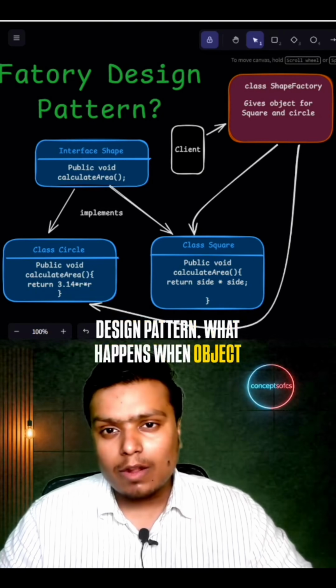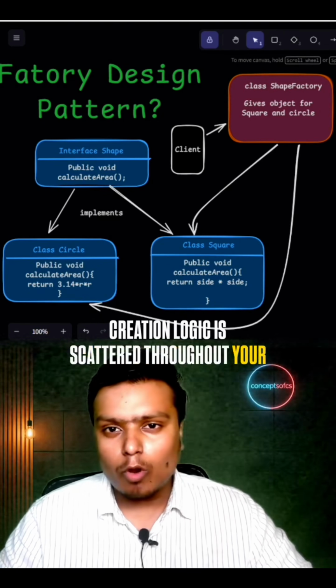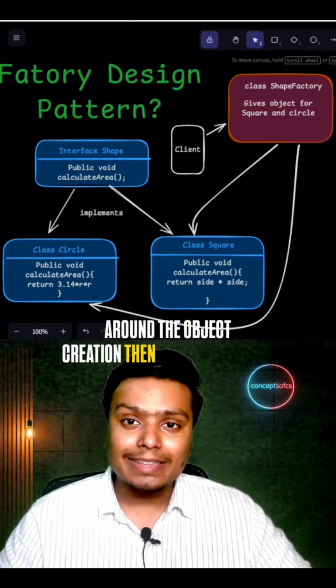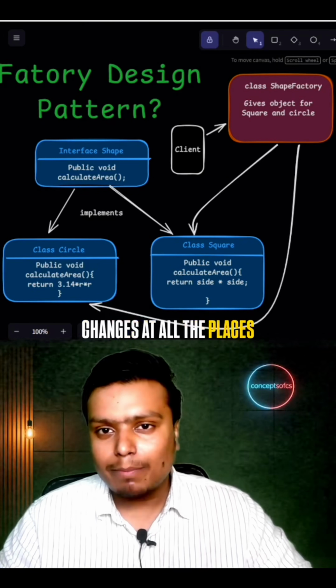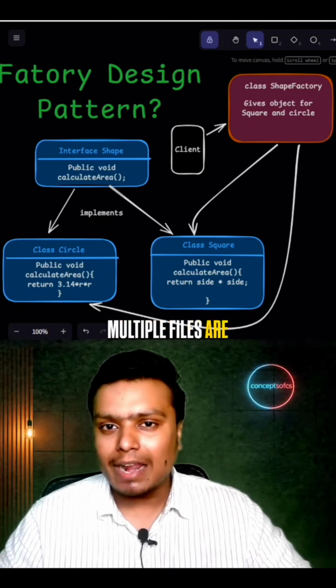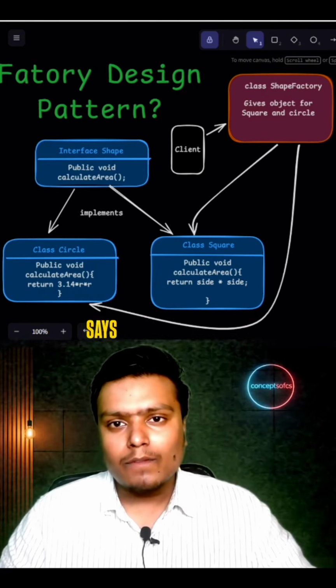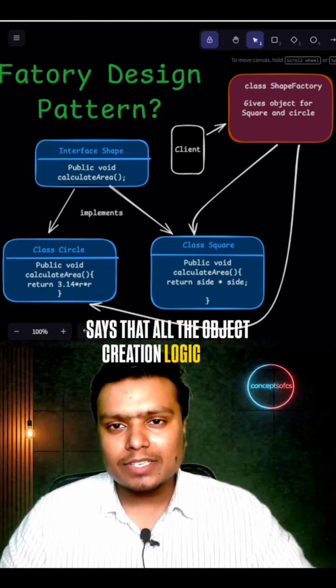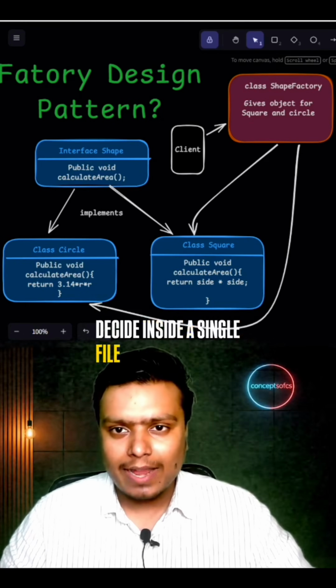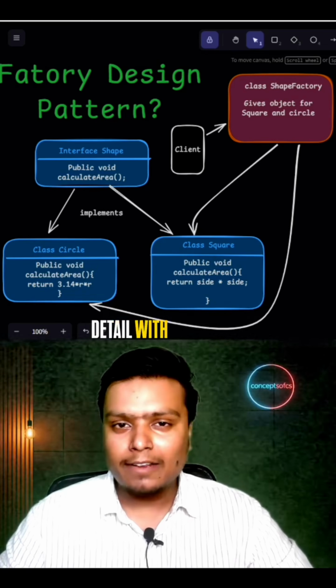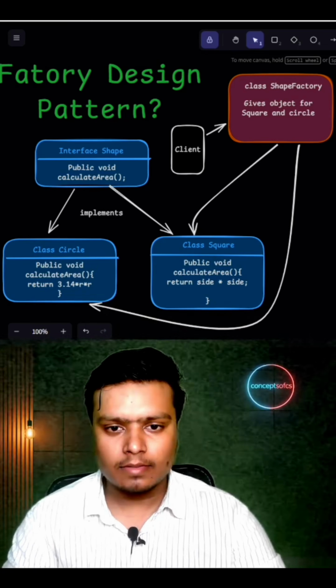What happens when object creation logic is scattered throughout your project? In the future, if there is any change around the object creation, then you need to make changes at all the places, and in that case multiple files are impacted. To avoid this, we can make use of the factory design pattern, which says that all the object creation logic will reside inside a single file or inside a single class. Let's understand this design pattern in detail with the help of this diagram.